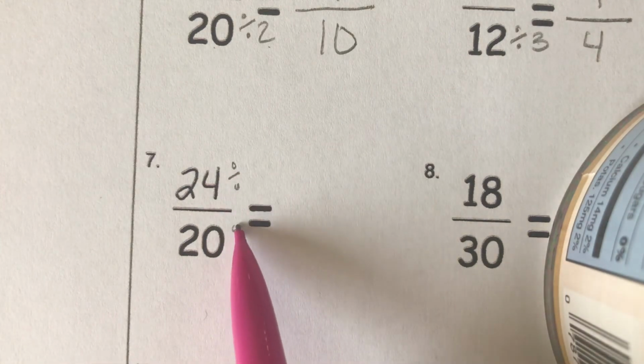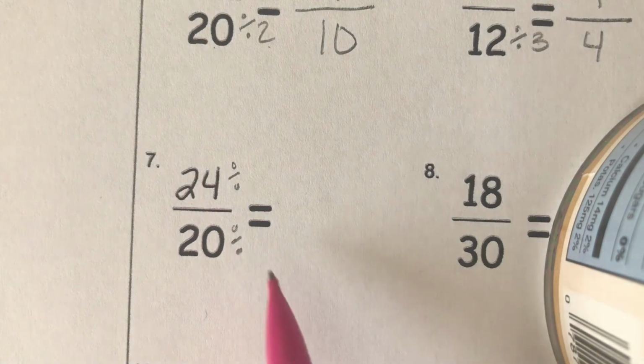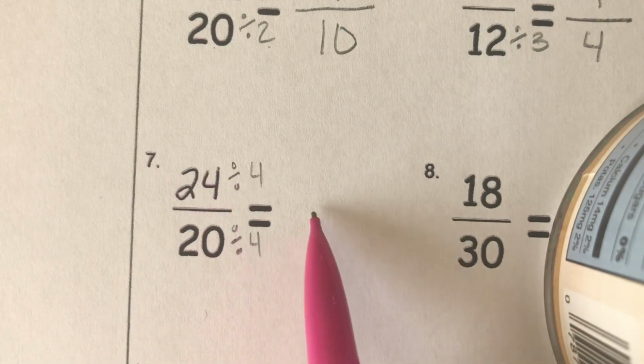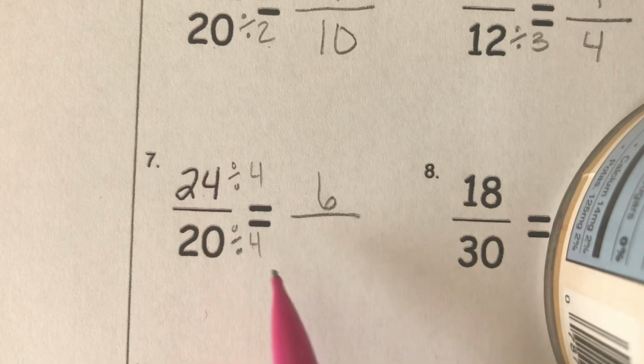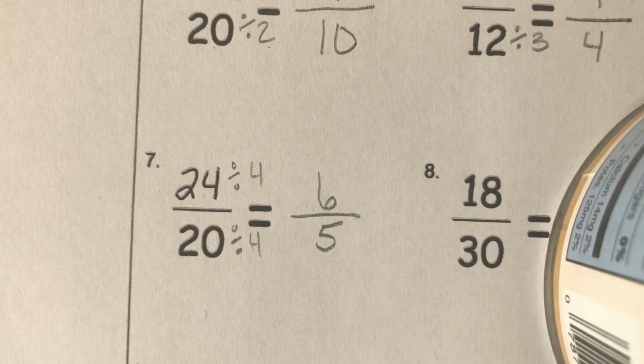Here. Common factor of 4. 4 goes into 24 6 times. 4 goes into 2 5 times. It's improper, but it's done. It's okay to have an improper fraction. We are not changing it to a mixed number. If we do, it's not wrong, but it's more work that we do not have to do.